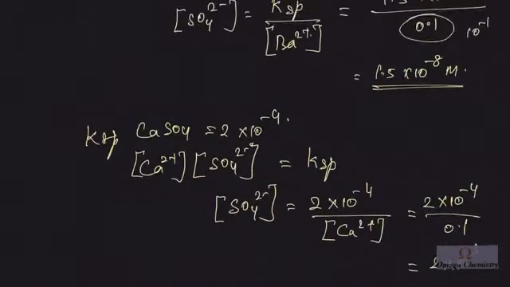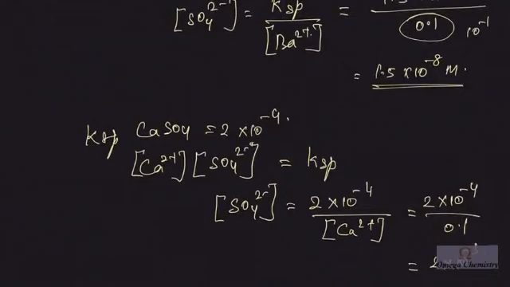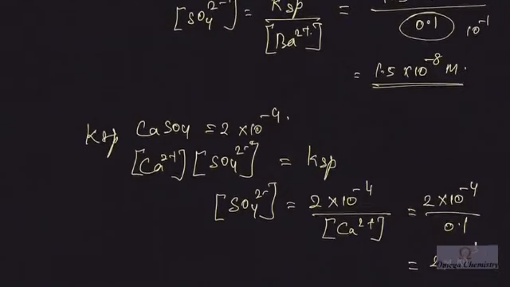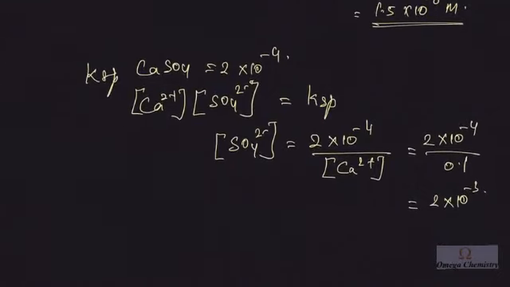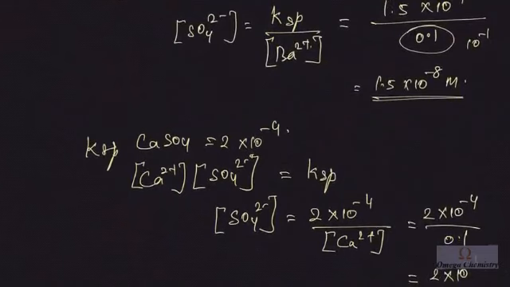So which one is the smaller one? The barium sulfate one is the smaller one, which means barium sulfate will start to precipitate first. So guys, the cation which requires a lesser sulfate ion concentration will precipitate first. So barium will start to precipitate as barium sulfate from the lowest concentration of sulfate ion, 1.5 × 10^-8. It will keep precipitating till it reaches this concentration, 2 × 10^-3.